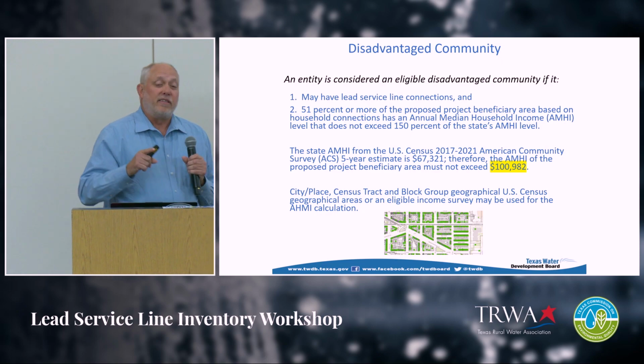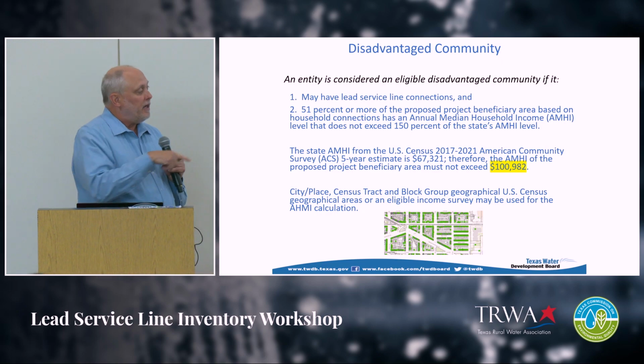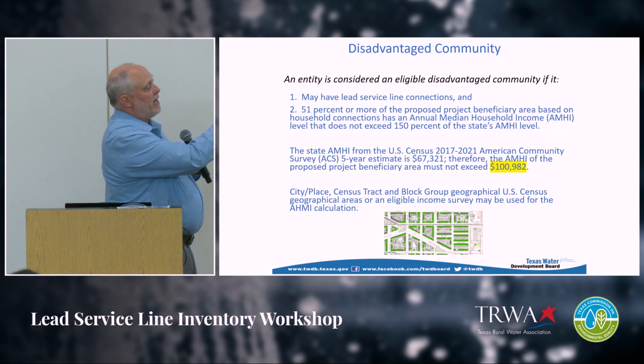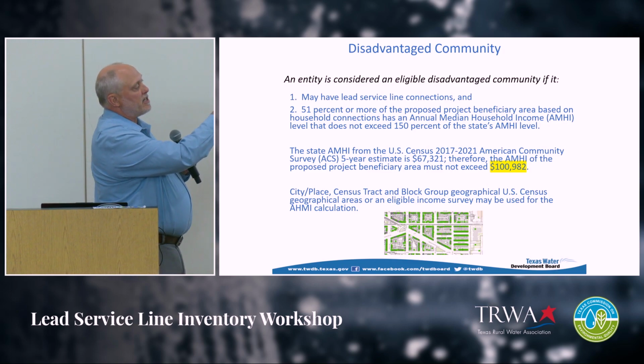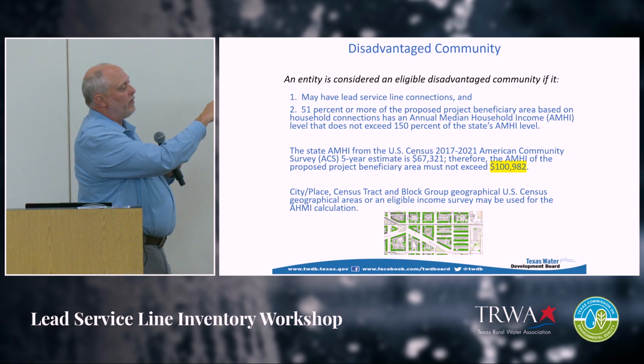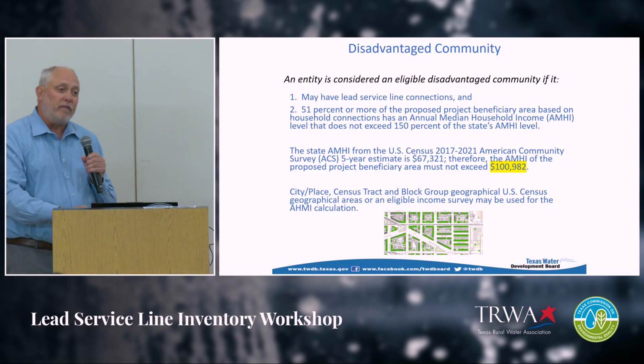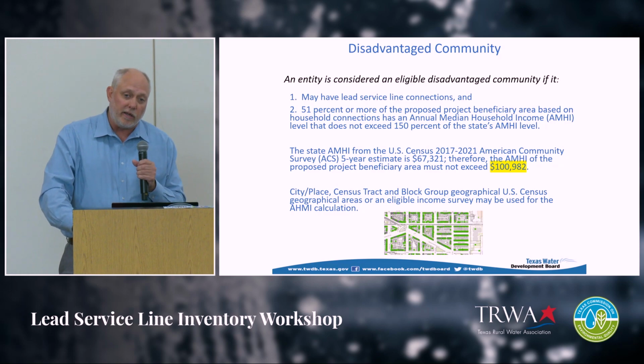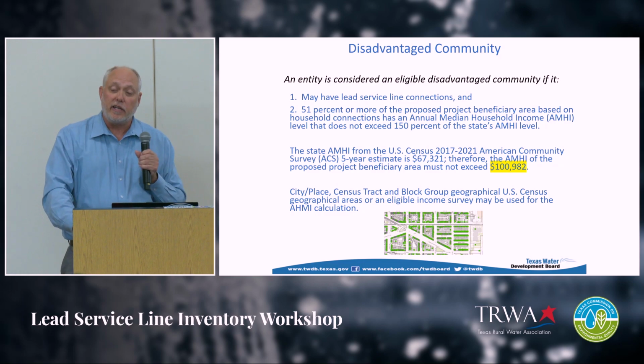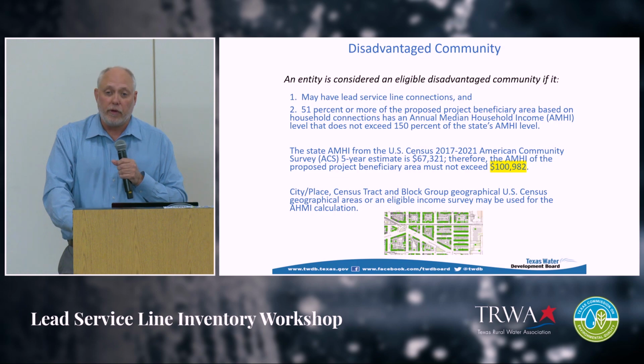The interesting thing about this program, if your AMHI is less than $100,982, you're eligible for the 51% grant. Most communities in Texas are going to be well below the threshold of over $100,000. I've done a Google search on that too, and only found a few communities listed in Texas, a dozen or so, that are above that number.